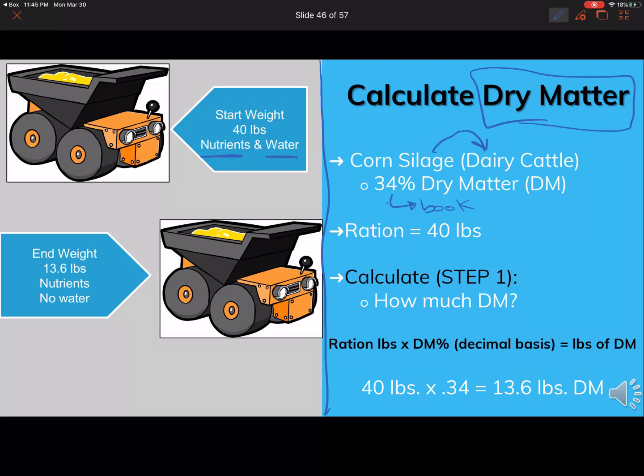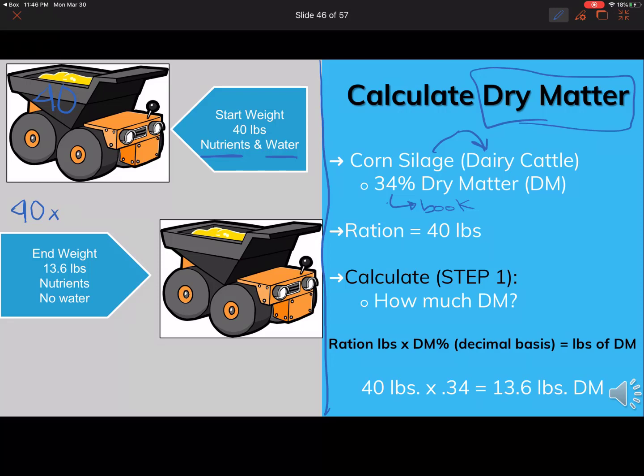So then we'll start my example on the left. I'm a producer. I order 40 pounds of silage, which is not very much if I'm talking about dairy cows, but that's okay. And that 40 pounds of silage, I know, is supposed to be 34% dry matter. I want to know how many pounds of dry matter I actually have in that dump truck. So I start with 40 pounds. It's all of the nutrients, so carbs, fat, protein, vitamins, minerals, and water.